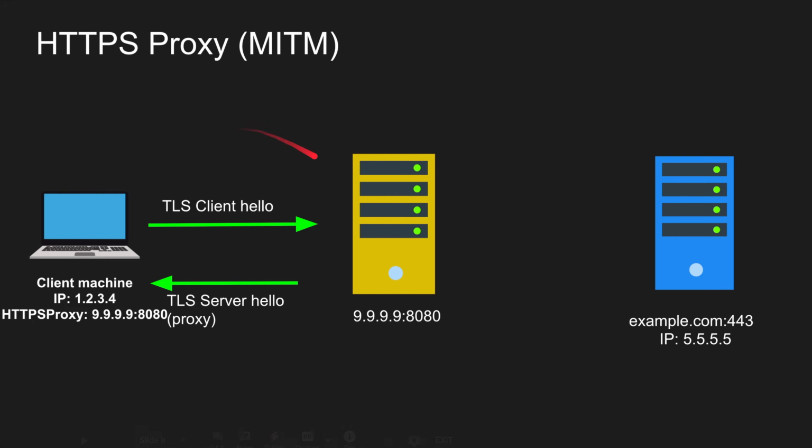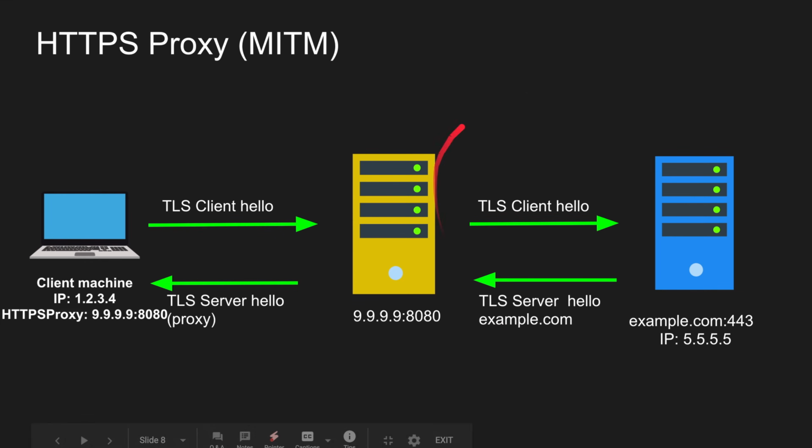So that's fine. But the moment you want to send any information, now the proxy turns around and establishes a secure connection between itself and the server. So the connection is terminated between this and this, right? So that's what we're looking at right now. Now the example.com server will respond with its TLS certificate in this case, right? This is example.com. That's not what we want.